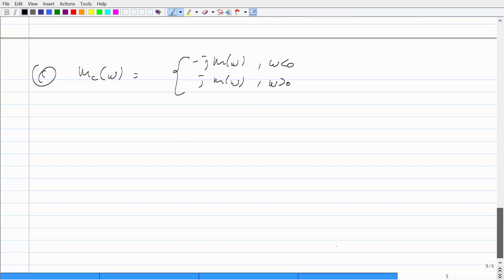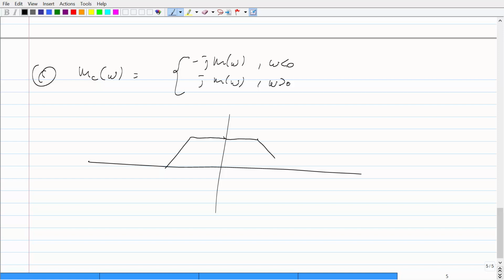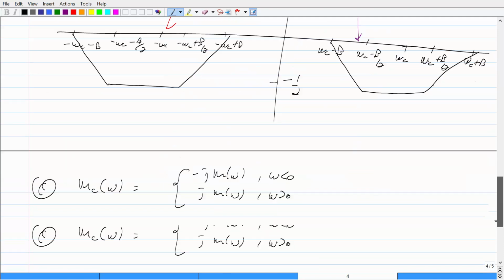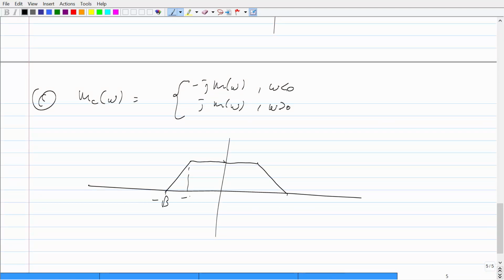If you actually want to represent this properly, you can do it like this. So you have 1, 2, and then 3, 4. This is omega c, not omega c, sorry, this is just b. We're doing baseband here. So minus b, minus b over 2, 0, b over 2, and b. So what's happening is this portion here gets multiplied by minus j.